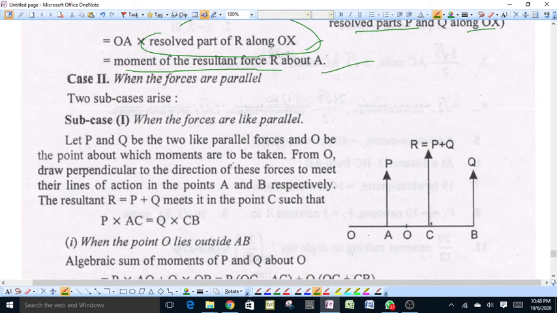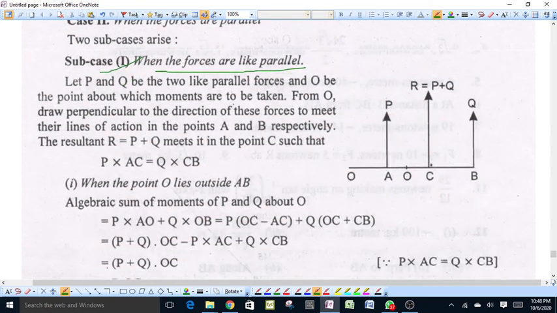In this case we take two sub cases. First sub case, when forces are like parallel forces. Let P and Q be two like parallel forces and O be the point about which moments are to be taken. This is the point O and these are the forces P and Q.